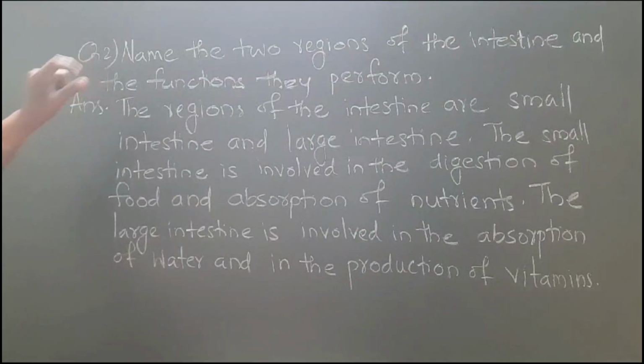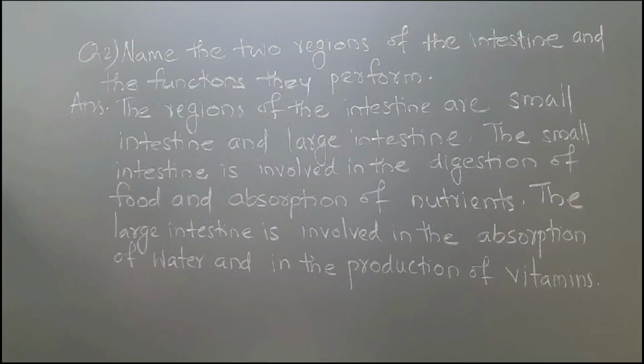Question number 2. Name the 2 regions of the intestine and the functions they perform. Answer. The regions of the intestine are small intestine and large intestine. The small intestine is involved in the digestion of food and absorption of nutrients. The large intestine is involved in the absorption of water and in the production of vitamins.